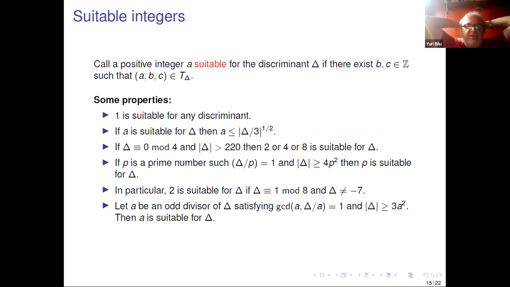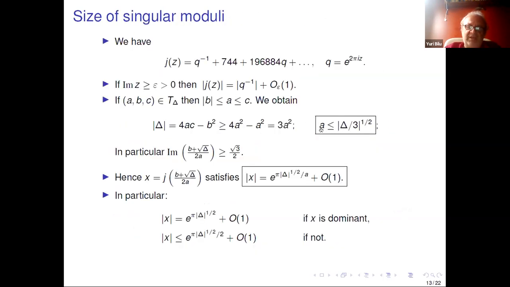Now, we have already seen that these A's in the triples ABC play an important role. So let's give them a name. Let's call them suitable for discriminant delta if they occur as A in some triple ABC. We obtained some properties and also some recipes for finding the suitable integers. We have already seen that one is always suitable, and in the previous slide we saw that every suitable integer is bounded by square root of delta over square root of 3.